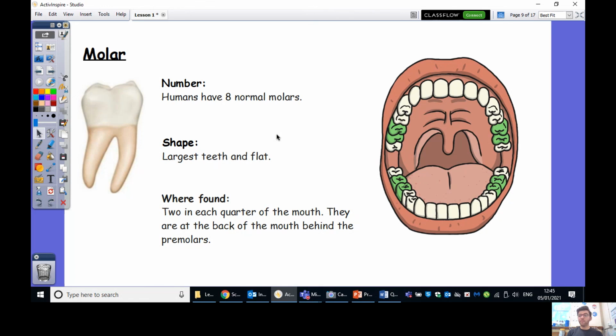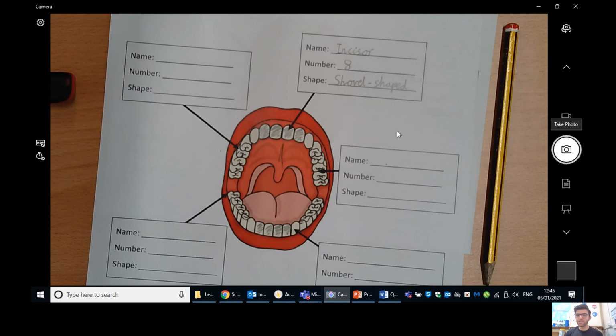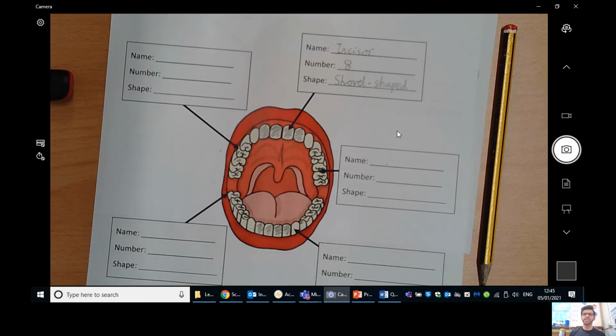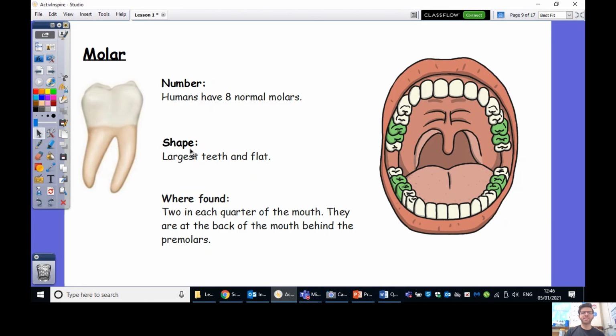Fantastic. So what I'd like you to do now is, for the penultimate time, go back to your sheet. Can you find where the molars are? They should be next to the premolars. Fill in the details on the sides. Pause the video. Can you find where the molars are? Excellent, well done, guys. So remember, we've got 8 normal molars. They're the largest teeth and flat, and 2 in each quarter of the mouth.